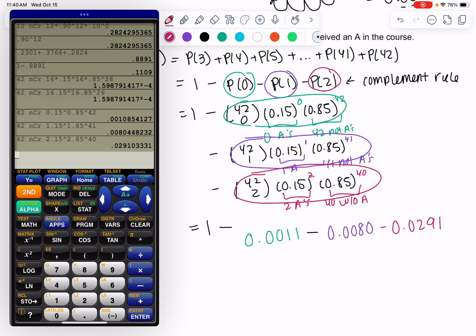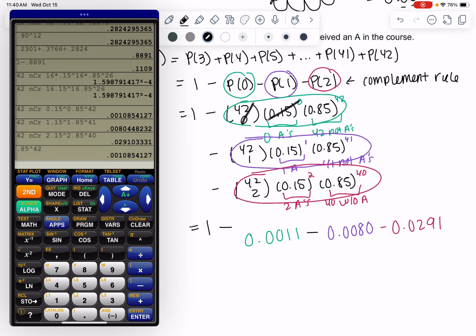You may have noted the 0 has a similar property. If you choose 0 people, there's only one way, right? 0.15 to the 0 is 1. Anything to the 0 power is 1. So technically for that one, I could have just typed 0.85 to the 42, and we get the same answer. But you don't have to remember those shortcuts, especially with second enter. It doesn't end up being that big of a deal.